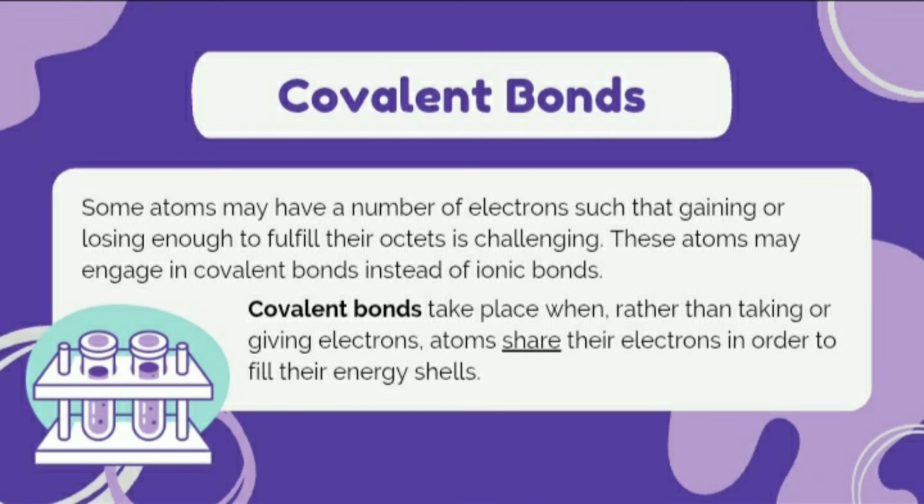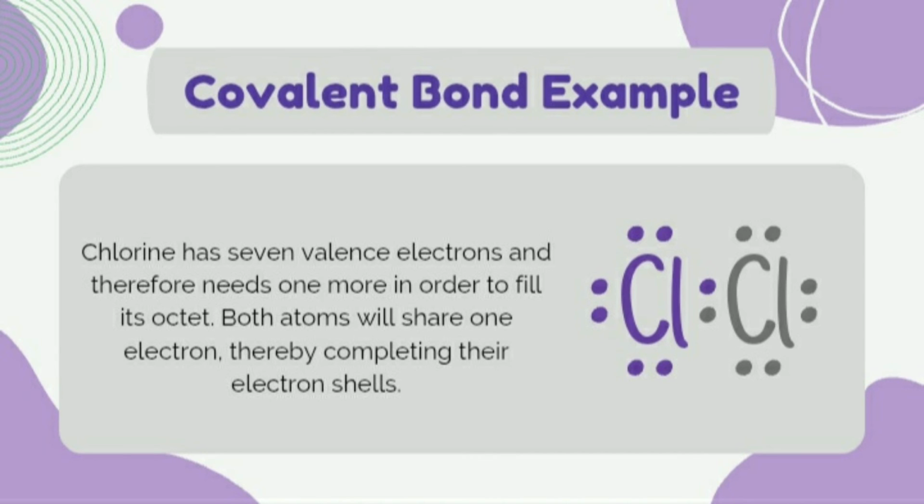And dito nga po is the covalent bond. It takes place when rather than taking or giving electrons, atoms share their electrons in order to fill the energy shell. And here's the example of covalent bond. Chlorine has 7 valence electrons and therefore needs one more in order to fill its octet. Both atoms will share one electron, thereby completing their electron shells. So in the absence of any other element, chlorine atoms can bond with other chlorine atoms.